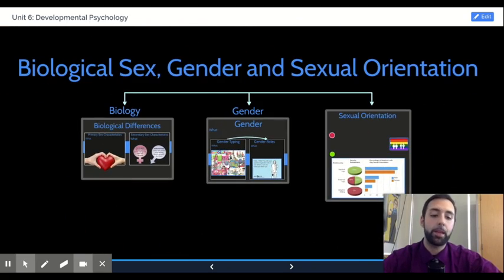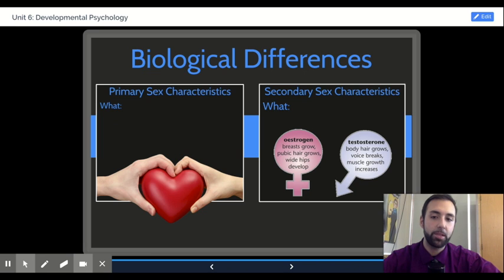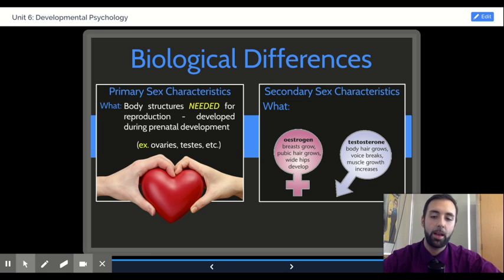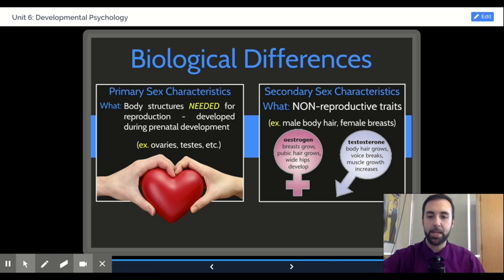We'll start all the way on the left and talk about biological differences between males and females and just acknowledge some terminology which could conceivably appear on the AP exam. And that's the difference between what are called primary sex characteristics and then secondary sex characteristics. The anatomical body structural differences between males and females that are necessary for the process of reproduction.